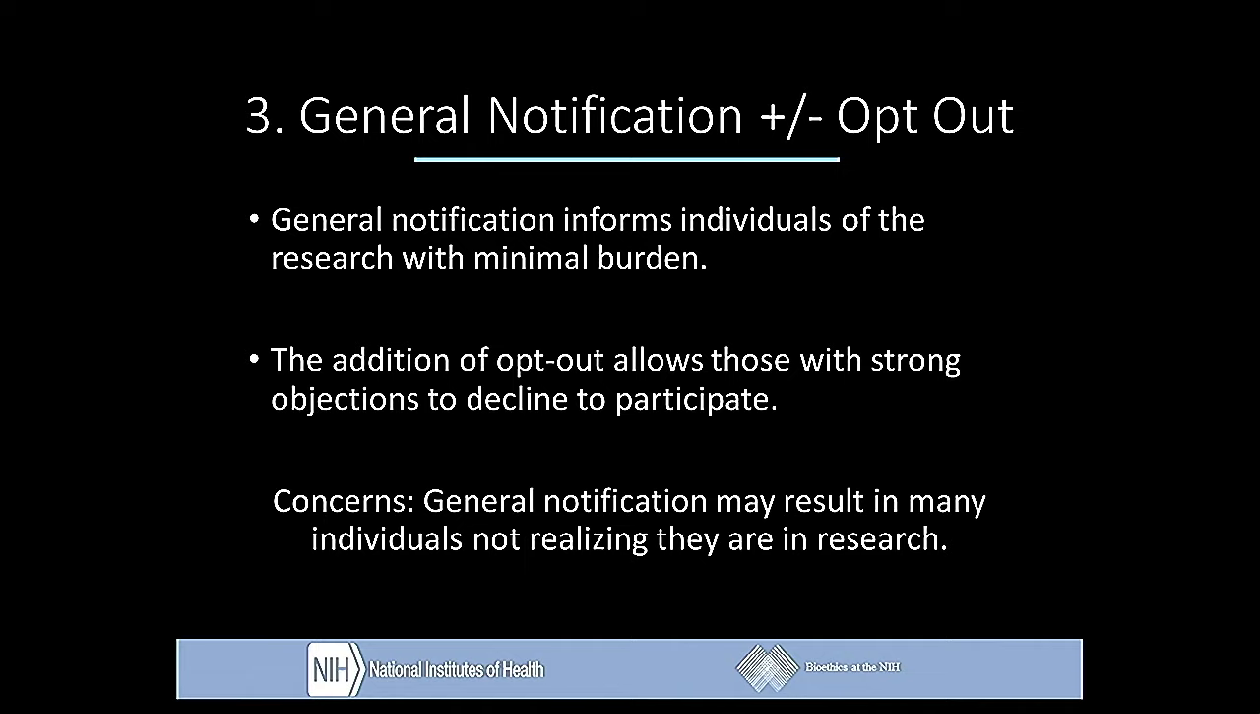So the next one is general notification, plus or minus opt-out. You could put posters around your ICU or put posters in your emergency room. You could post something on your website: here are the kinds of trials that we're doing. If there's opt-out, you could even say, if you don't want to do this, call this number, talk to your nurse, do whatever you have to do. So one virtue is if people actually get the information, then they've at least heard about the trials. If you add opt-out, then they can decide not to be in the trial if they'd rather not be in the trial.